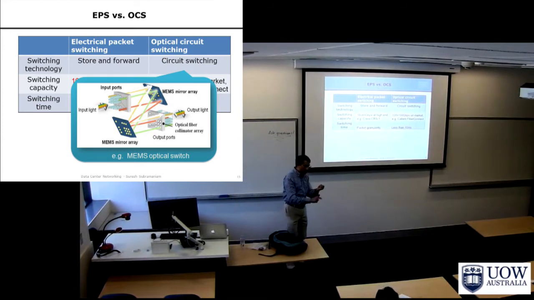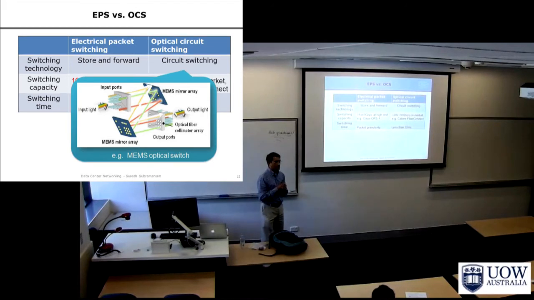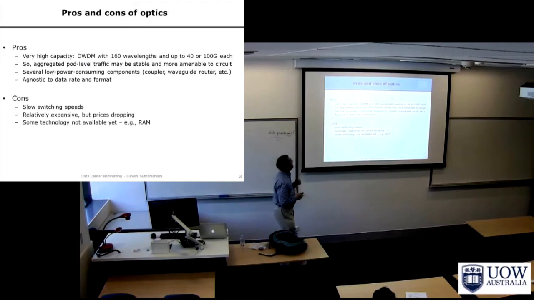The problem with optical technology is that the switches are slow and there's no memory. But the advantages are high bandwidth and low power. So how do we incorporate optics at best and overcome the problems of optical switching? There have been a lot of designs that have done this. So here are the advantages and drawbacks of optical switching.